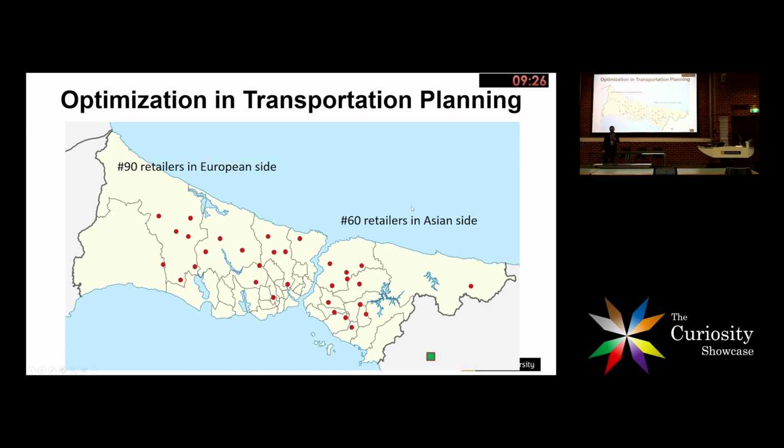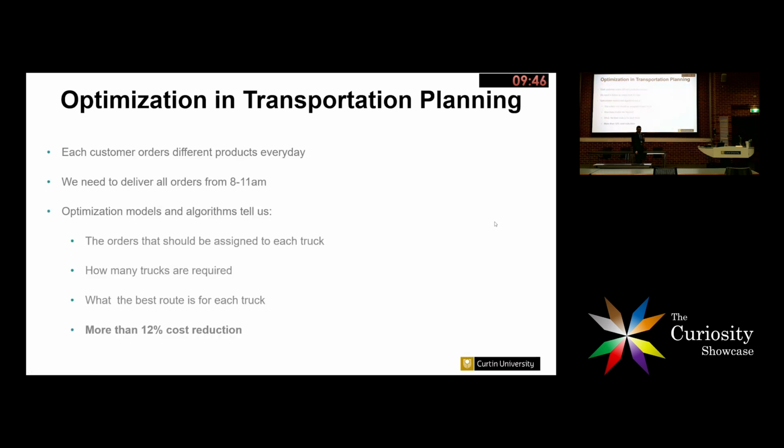And we had a depot in this corner, you can see, and every day each retailer was submitting a different order, and we had to fulfill all of those orders within a specific time window. That's why the problem was huge and very challenging. So each customer orders different things every day, and we need to deliver all of them within this time window from 8 to 11 a.m.